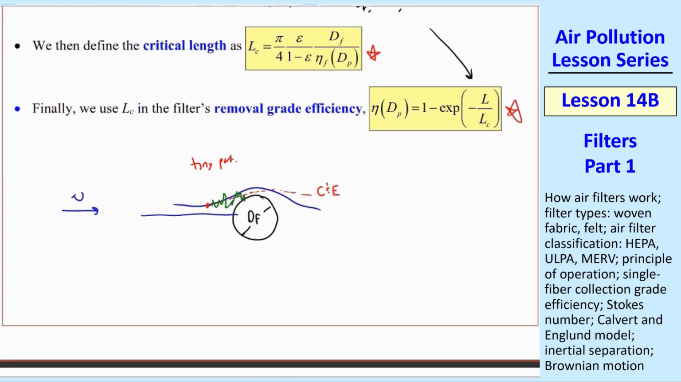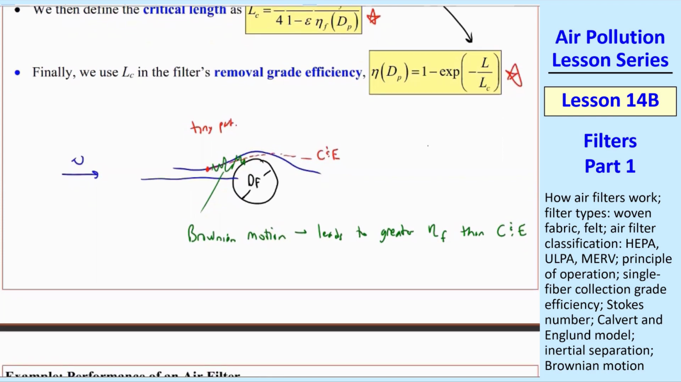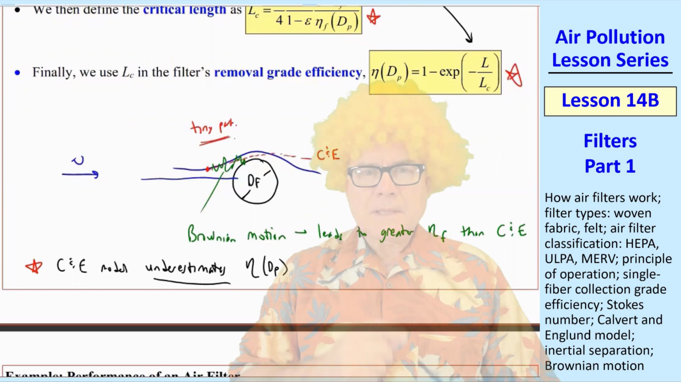However, there's also Brownian motion. Brownian motion makes everything go in a random pattern, and so it leads to greater eta F than the Calvert and Englund model, which includes only the inertial separation. The bottom line is that the C and E model underestimates eta, so it's kind of a conservative estimate. And when you start getting into really tiny particles, you can actually get better collection because of Brownian motion.